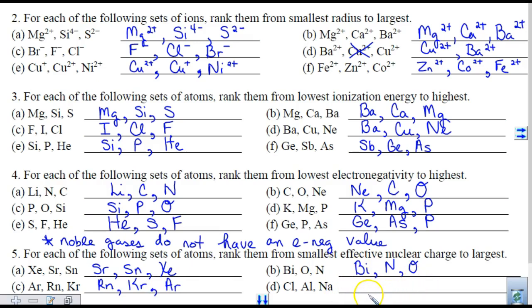And then finally, set D, we've got chlorine, aluminum, and sodium, which are all in the same row. So pause the video and put those in order. Sodium is located farthest to the left, so we know sodium has the least effective nuclear charge. And then as we travel across, we get to aluminum, and then finally chlorine having the greatest of this set.